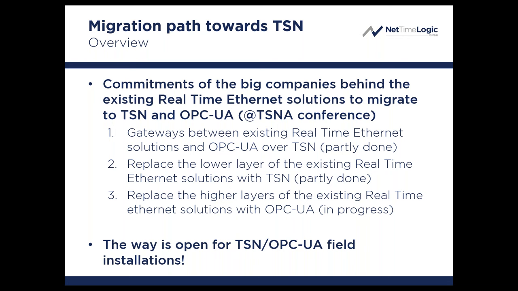So this is already partly done. There are already products that allow connecting, for example, a Profinet network with a potential TSN network. Then they want to replace the lower layers of the existing real-time Ethernet solutions with TSN. This is also partly done, as we heard, Profinet over TSN exists. And then in a later stage, they want to replace the higher layers of the existing real-time Ethernet solutions with OPC-UA, or make it coexistent, which will probably be the case for a lot of installations that are already in the field. So to say, the way is basically open for TSN OPC-UA field installations.